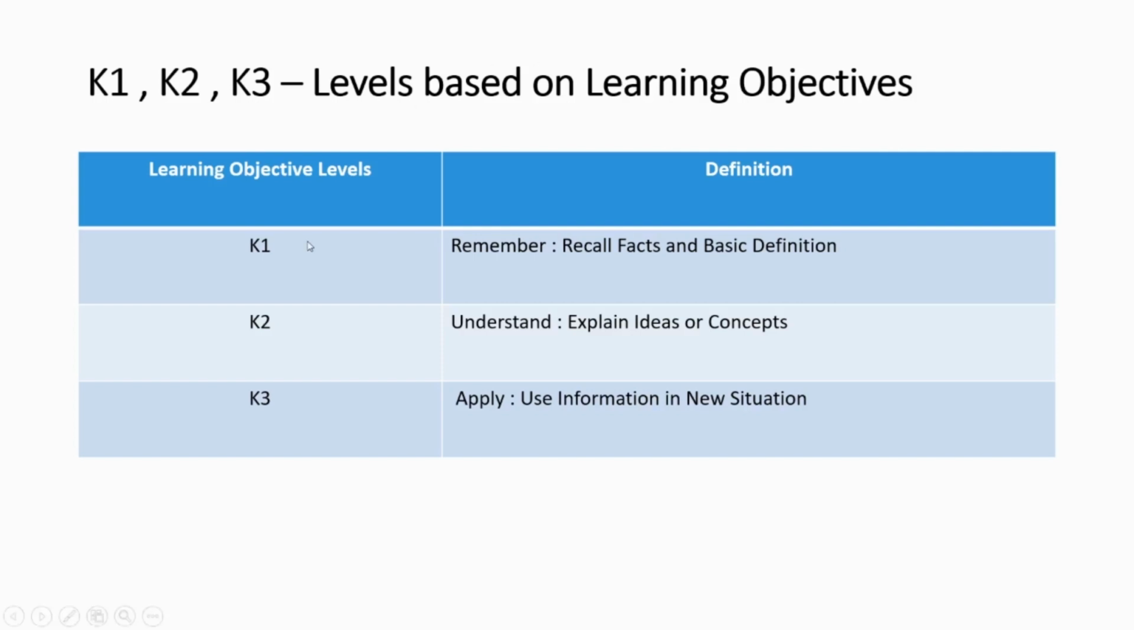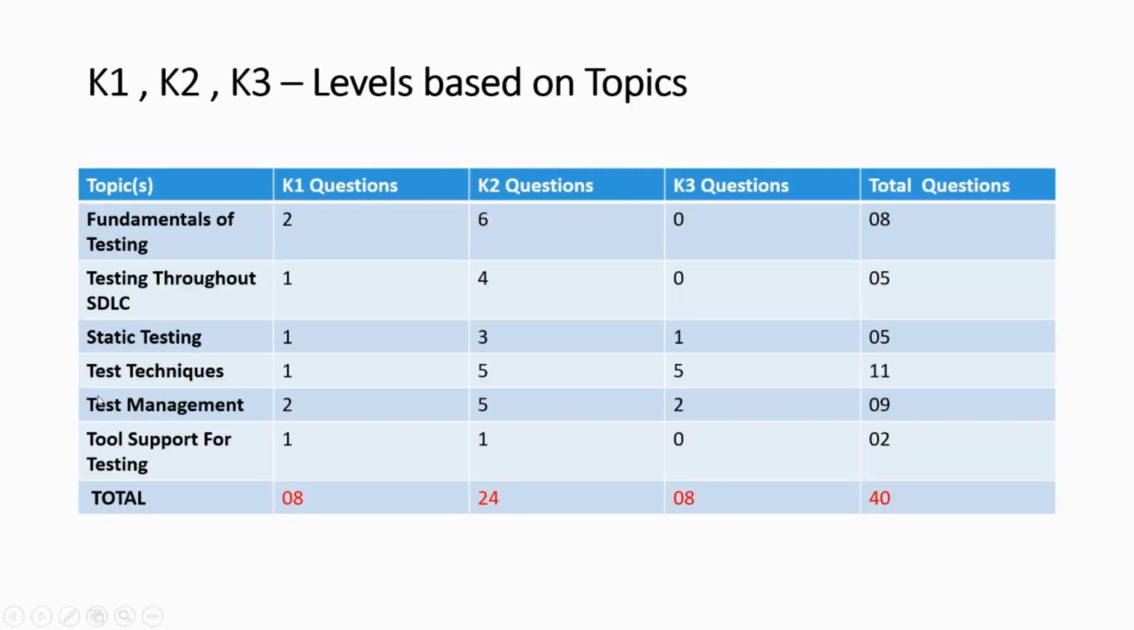Based on these 3 objective levels, you will see questions in your examination. We can see that for the first topic, the broad topic of fundamentals of testing, there will be 2 questions from K1 level, 6 questions from K2 level, and no questions from K3 level. So it seems there will be 2 questions which are related with either some definitions or a very small concept.